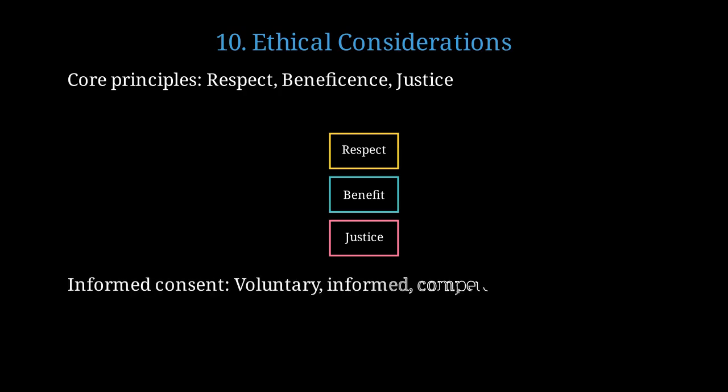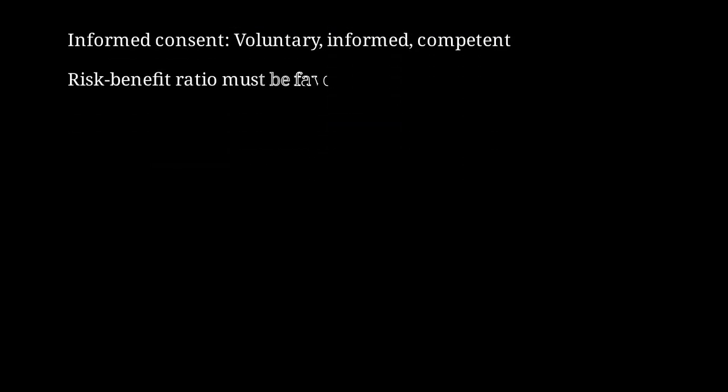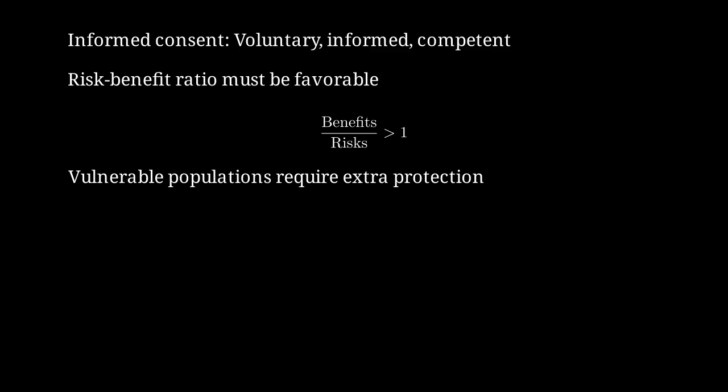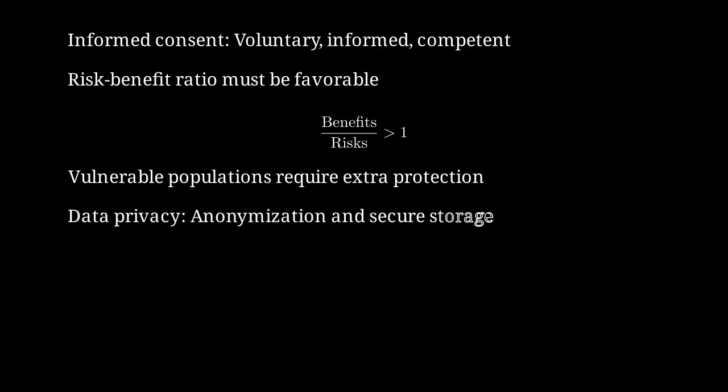Informed consent requires that participation is voluntary, informed, and given by competent individuals. The risk-benefit ratio must be favorable, with benefits outweighing potential harms. Mathematically, we want benefits divided by risks to be greater than 1. Vulnerable populations like children or prisoners require extra protections. Data privacy demands proper anonymization and secure storage of participant information.